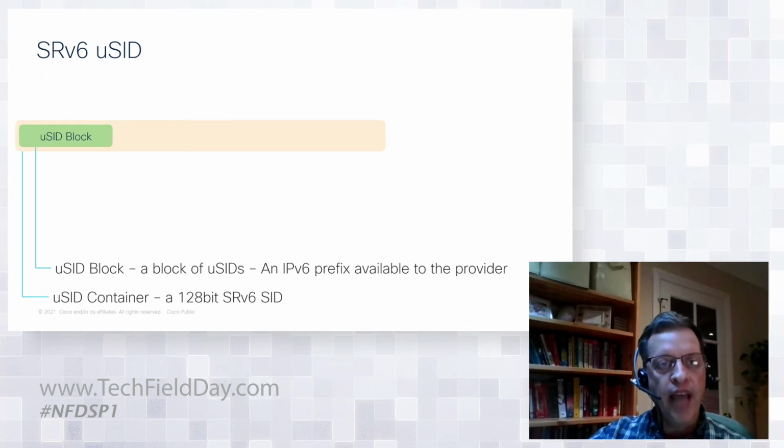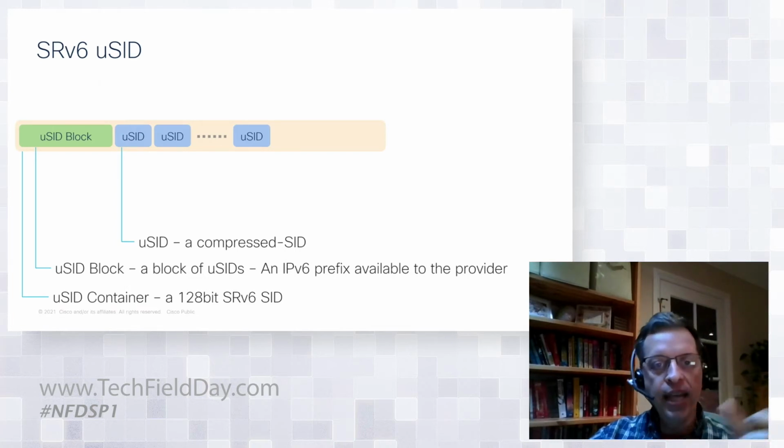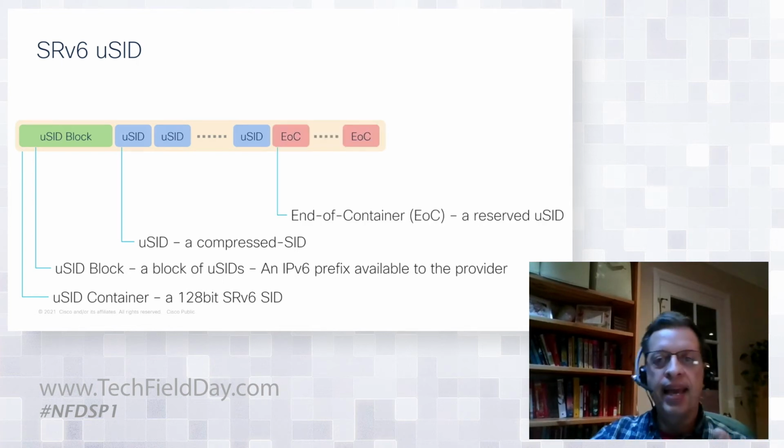But imagine you have your container, you have your block, which identifies a block of micro SIDs, and then you have the micro SIDs. The micro SIDs, each in blue here, will each represent a semantics to achieve a particular goal. They are a type of compressed SID. And as you can see, you could have multiple. And then at the very end, you will have a special reserved micro SID, which is called the end of container.